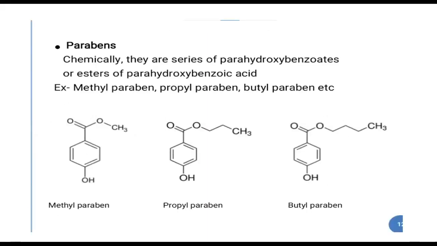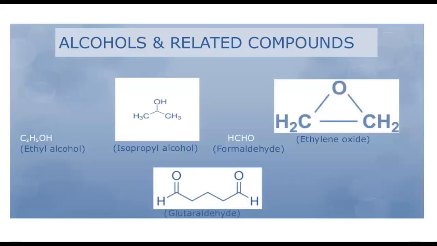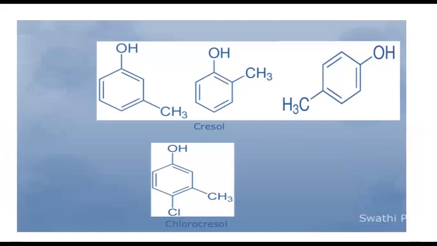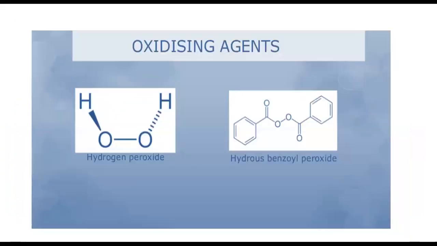Parabens, these are a series of parahydroxybenzoates or esters of parahydroxybenzoic acid, and the examples are methyl paraben, propyl paraben, and butyl paraben. Alcohols and related compounds, so we have ethanol, isopropanol, formaldehyde, ethylene oxide, and glutaraldehyde. Phenols and their derivatives, we have phenol, parachlorophenol, resorcinol, hexyl resorcinol, or hexachlorophene. We have cresols and chlorocresols.